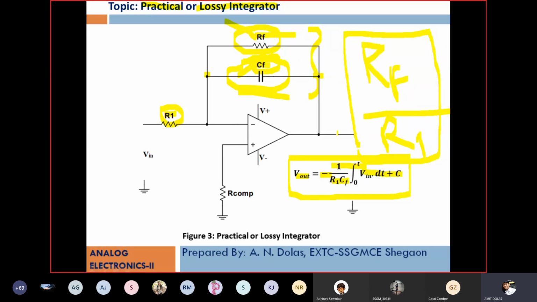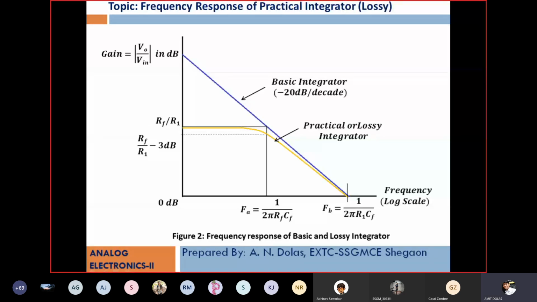Let's go to the characteristic. No need to analyze this circuit. Let's go to the characteristic. I will talk about the practical integrator now. So here the practical or lossy integrator is shown by this graph. Why lossy? Because up to here the integration work is not happening, which is the point shown.